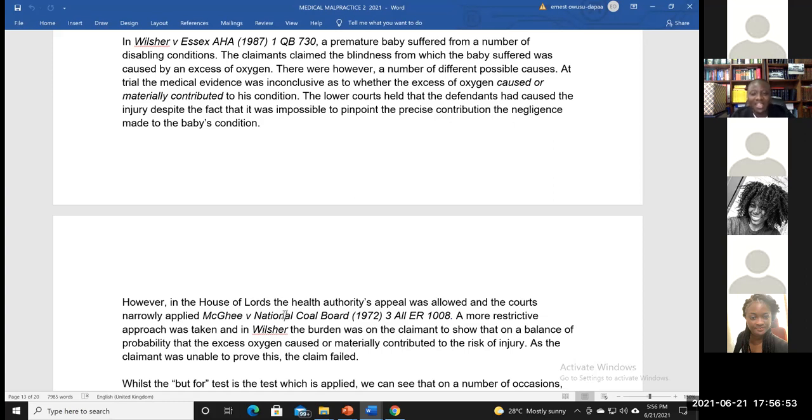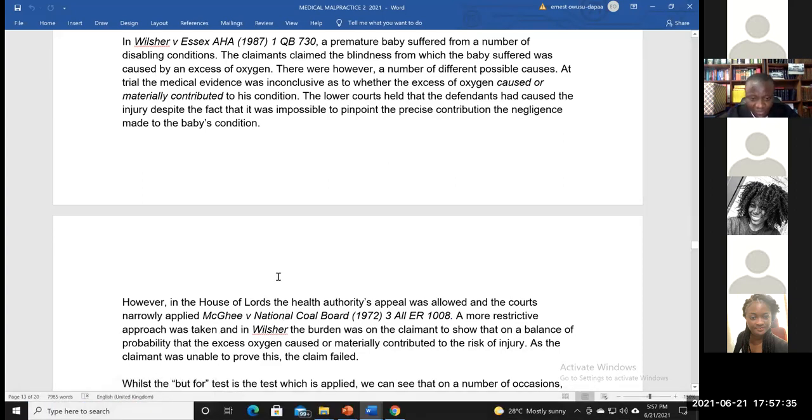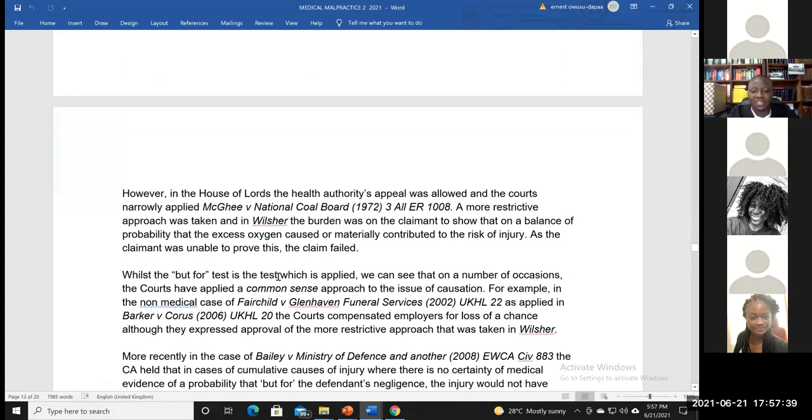Yeah. So you see how the court was emphasizing what we call the material contribution or substantial contribution to the injury. So in the Wilsher case, the burden was on the plaintiff to show that on a balance of probability, or preponderance of probability, as we call it in our jurisdiction, that the excess oxygen caused or materially contributed to the risk of injury. And the plaintiff was unable to prove this, so the claim failed.